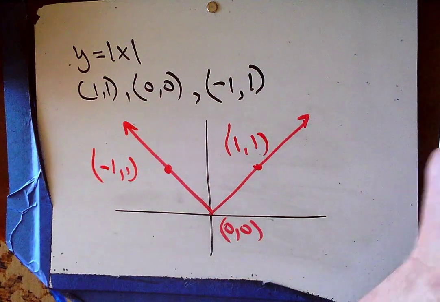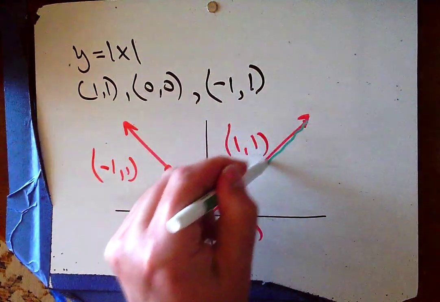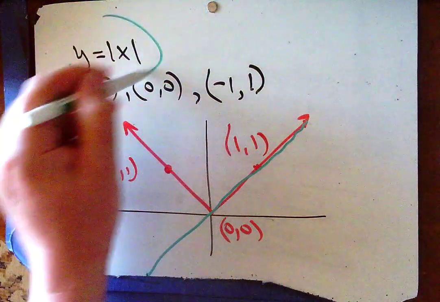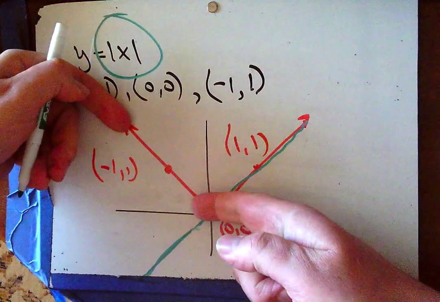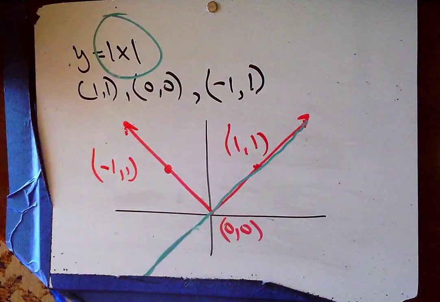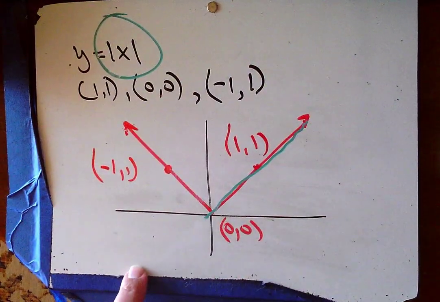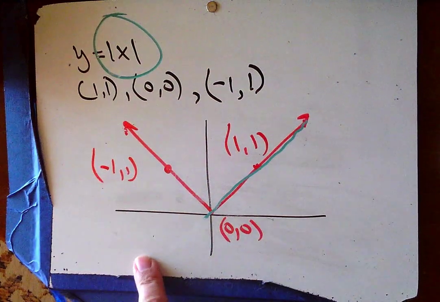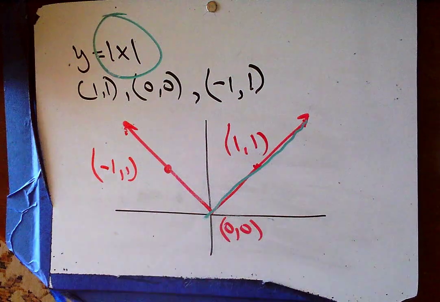Now, mind you, this is coming from y equals x, but because of the absolute value, all this negative stuff is reflected up. That's how we should think about absolute value of x. It's just going to flip up this negative portion. And so instead of passing through -1, -1, like y equals x does, it passes through -1, +1. So there's our reference graph.